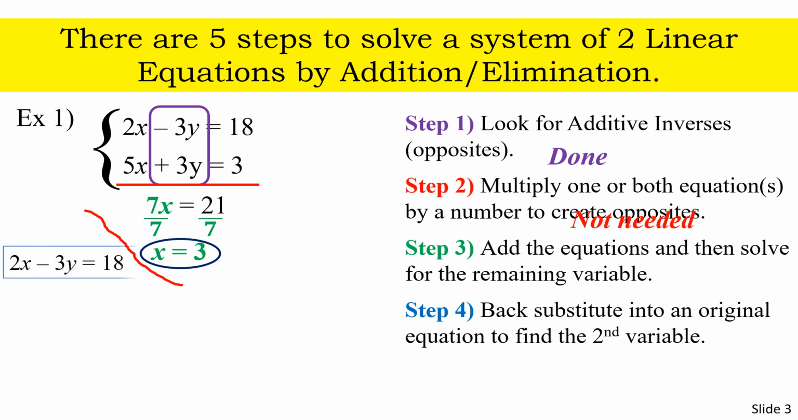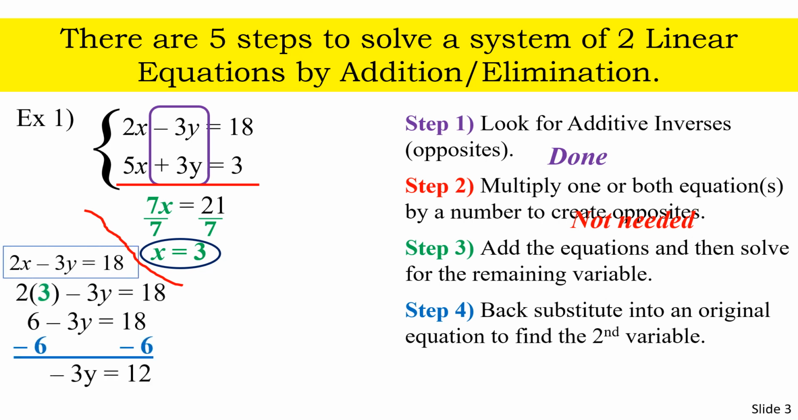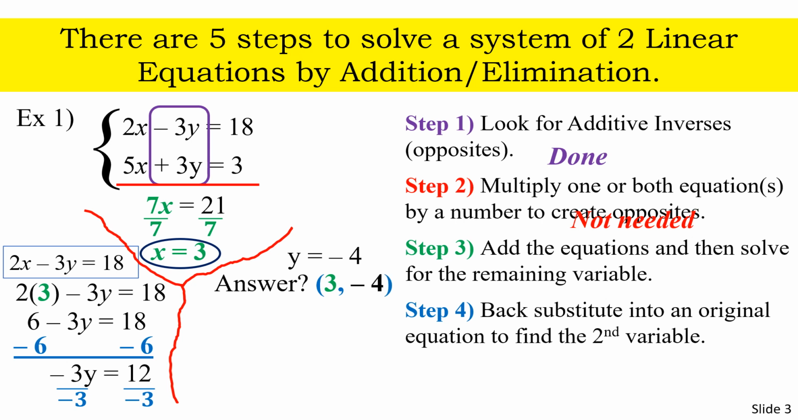Step 4, back substitute. Oh, that sounds familiar, doesn't it? Back substitute into the original equation to find the second variable. So I'm going to use the top equation, and I'm going to put a value of 3 in for x, and solve for y. And I get y is negative 4. So I think the answer is 3 comma negative 4. 3 for the x, negative 4 for the y.